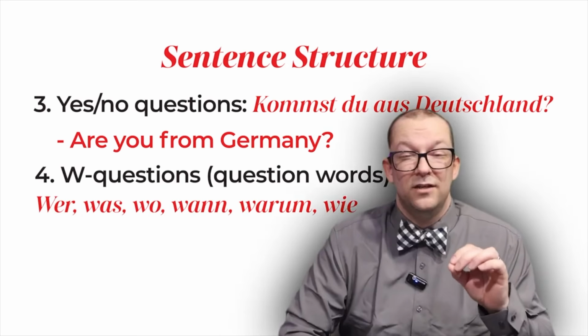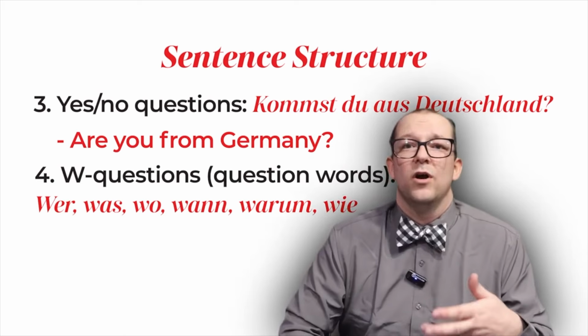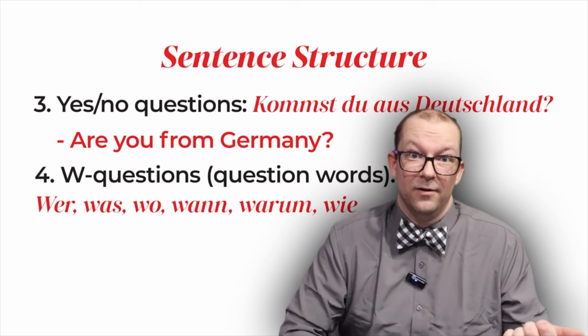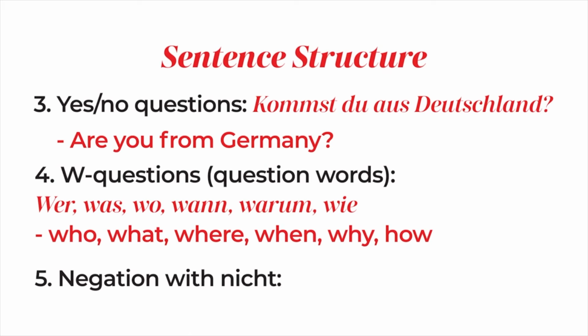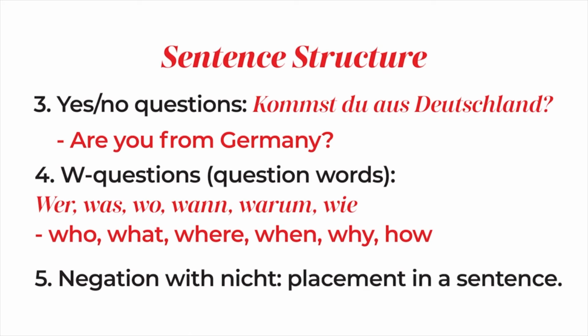Those are the ones that you need to focus on at this level. There are more complicated question words you can do later. This includes who, what, where, when, why, and how. Negation with nicht, as in where to put that word in the sentence.